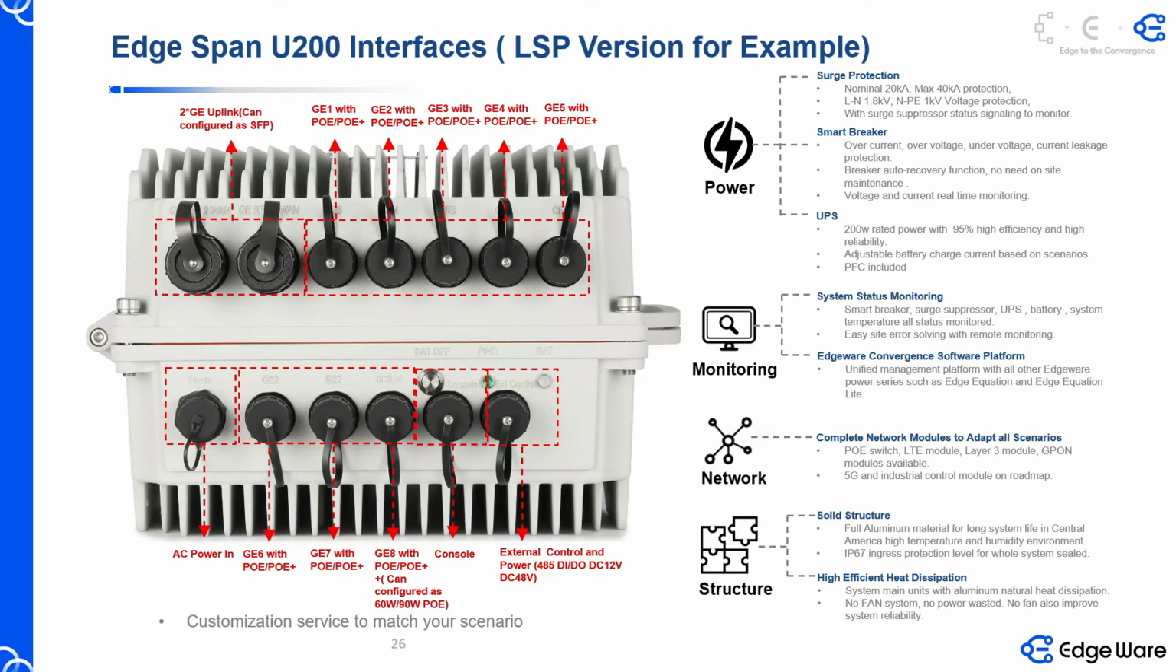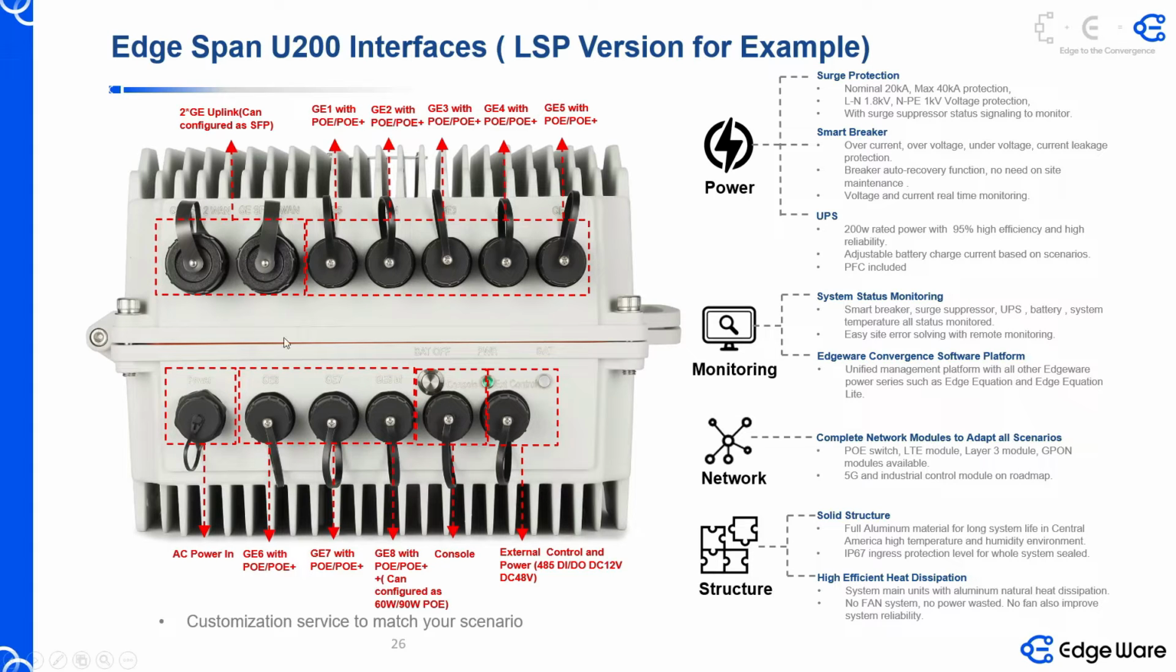This is our AGSpan U200 version. This version, you can see it's a typical configuration of the interface, but as I say, it's typical, not fixed. So, we emphasize to our customer that many times we are not fixed. We can customize for your case, case by case. But let's take this example to explain.